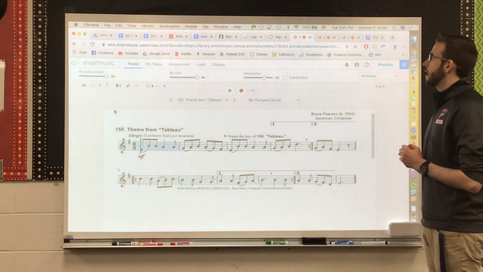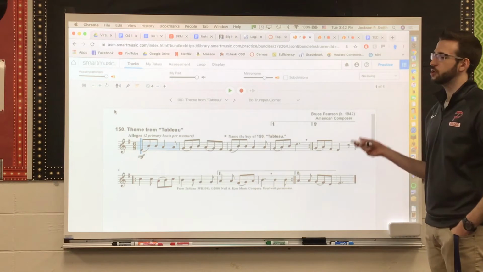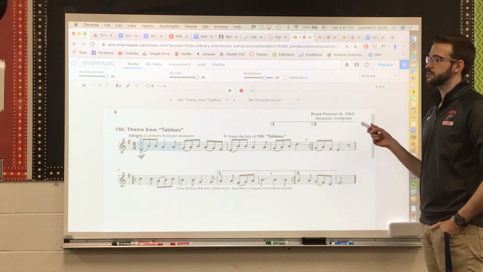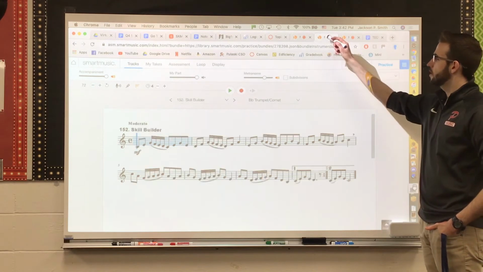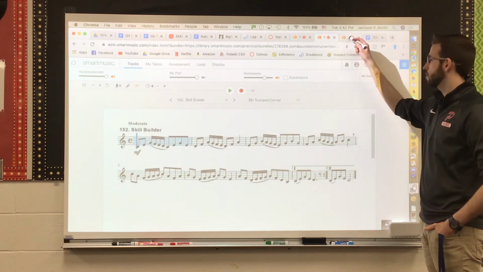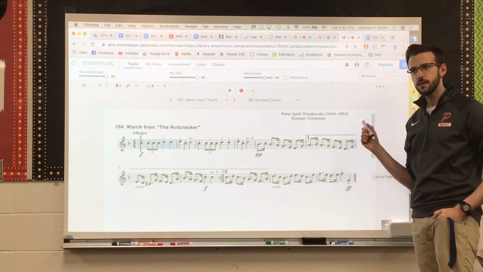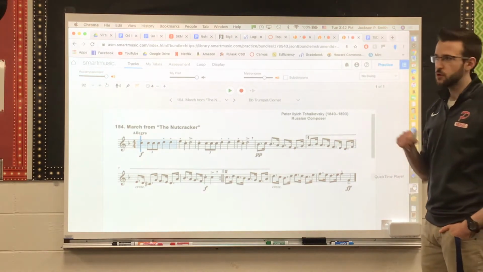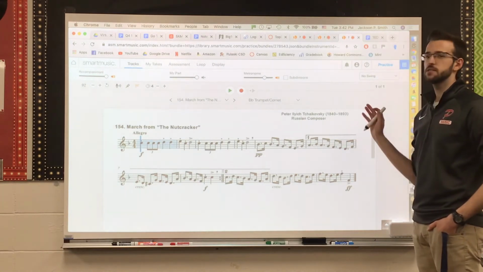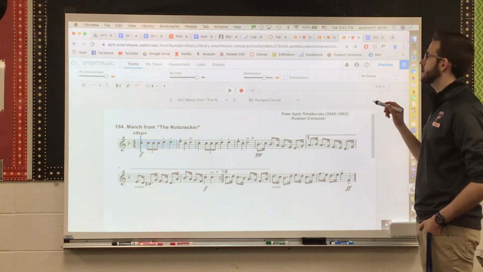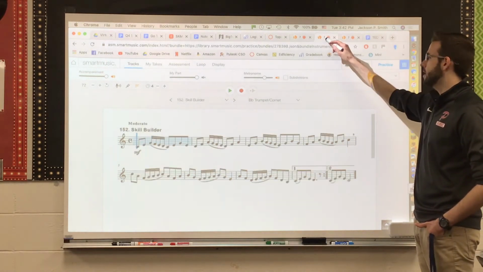So here's what we've got. We've got three choices, and you can choose which one you would like to submit: 150, 152, or 154. Now, depending on your instrument, one of these exercises may be easier than the others, and I'm not going to tip you off to which one that might be for your instrument.